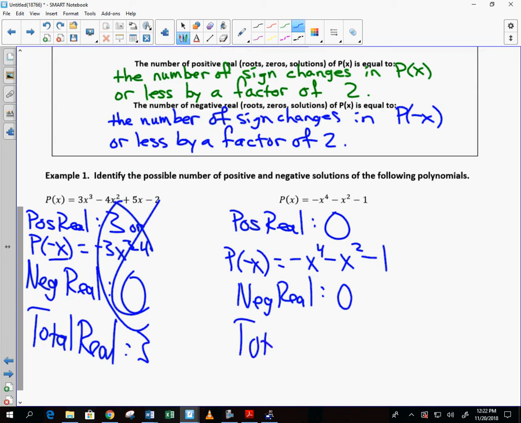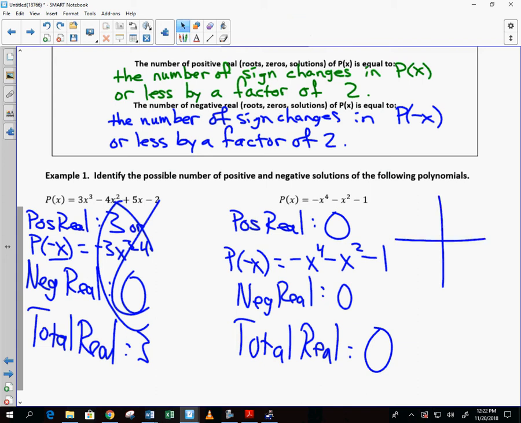So if there are no positive real and there are no negative real, how many total real solutions are there? There's none. This polynomial doesn't cross the x-axis. Is it possible to draw a fourth degree polynomial and not cross the x-axis? Well, sure. Here's an example. It must look something like that. No solutions does not cross the x-axis.